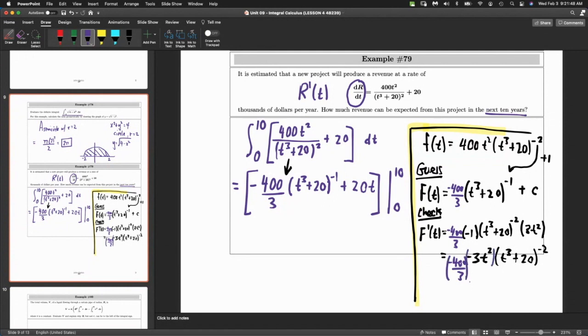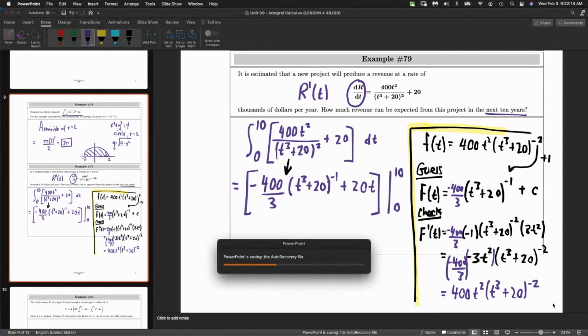And now it's the same, because this equals 400 t squared over (t cubed plus 20) squared. So as you can see, the lion's share of the difficulty with this question is in finding the antiderivative, which is why it's so important that you really work on the guess and check.